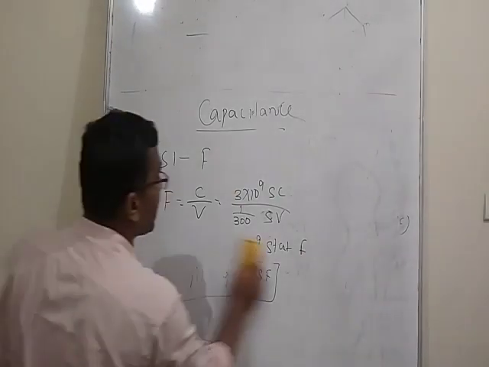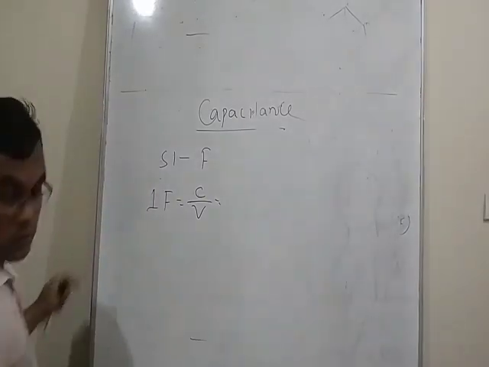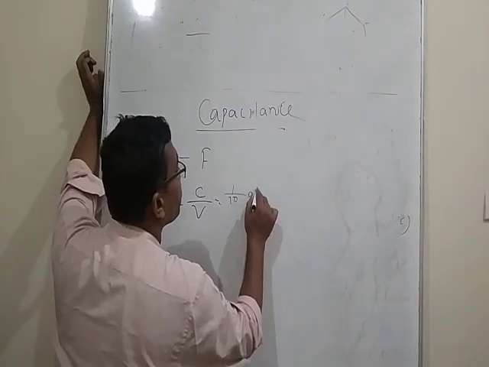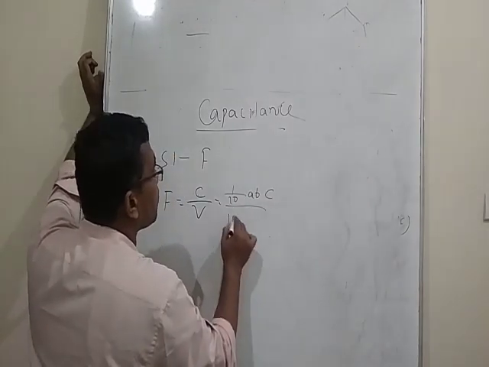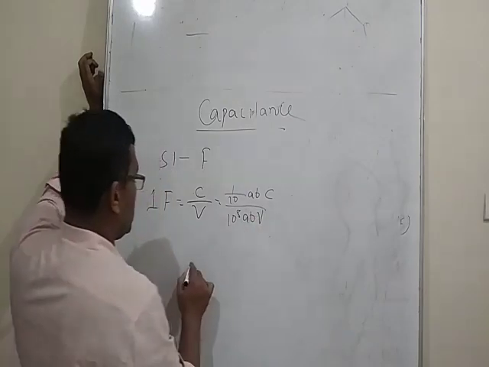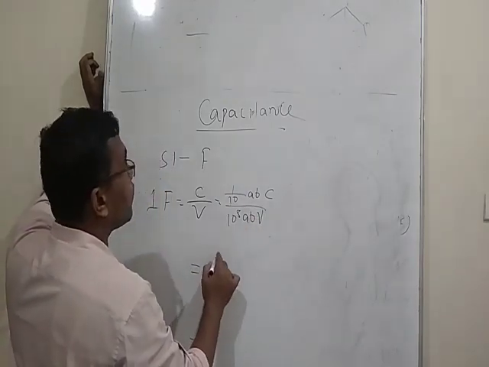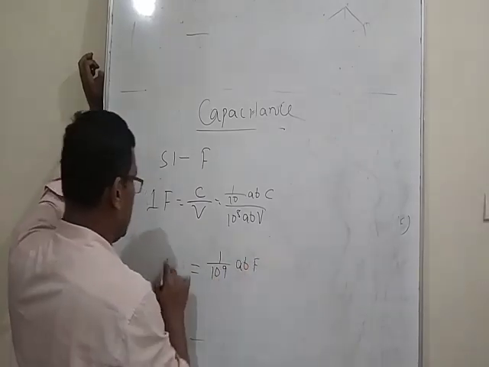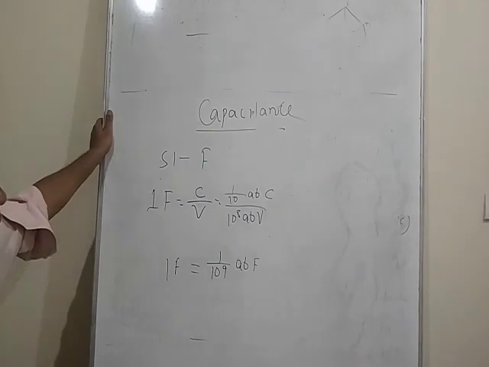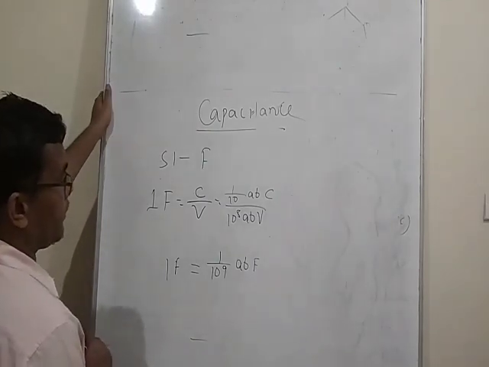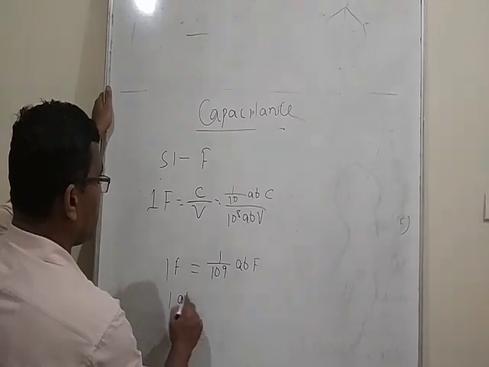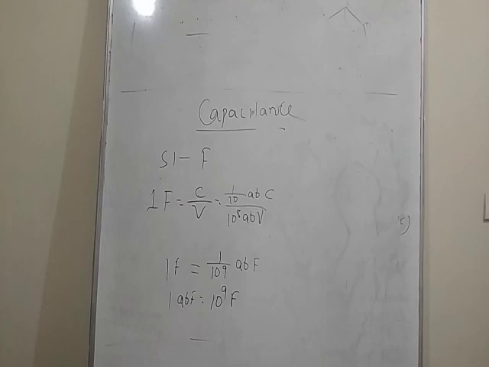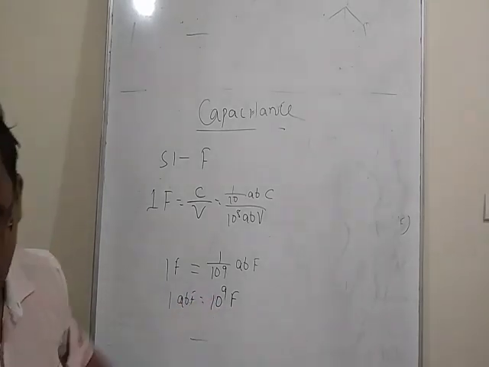Now let us see 1 farad in absolute farad. 1 farad is coulomb per volt. 1 coulomb is 1 by 10 abcoulomb, and 1 volt is 10 to the power 8 abvolt. So 1 farad is equal to 1 by 10 to the power 9 abfarad. Thus 1 abfarad is equal to 10 to the power 9 farad.